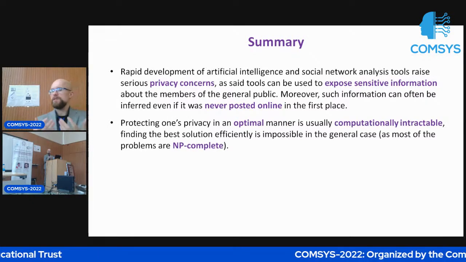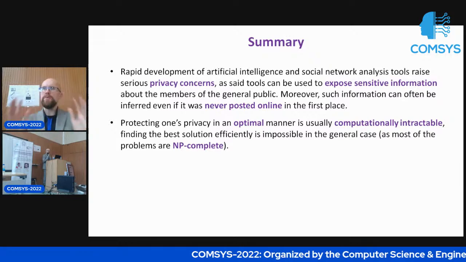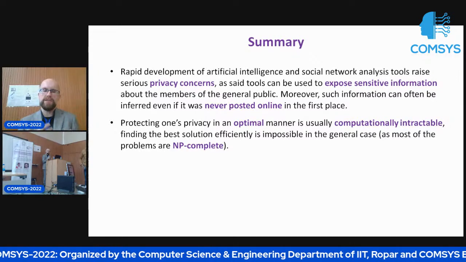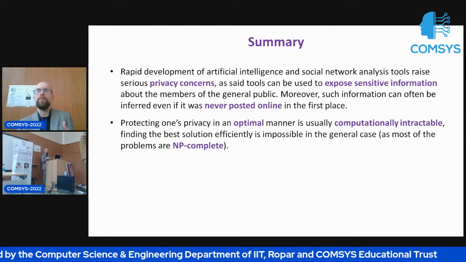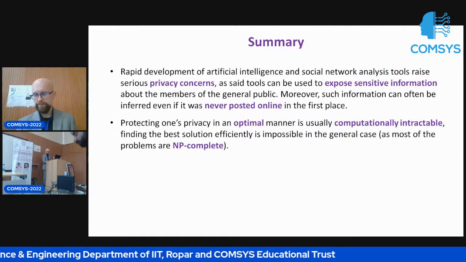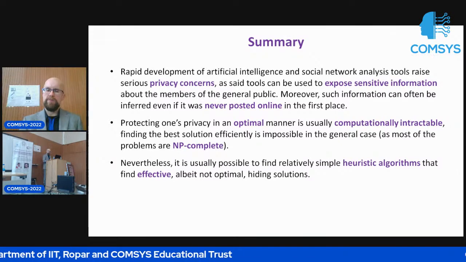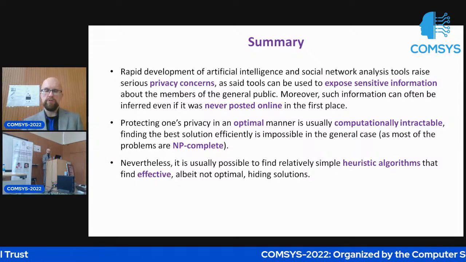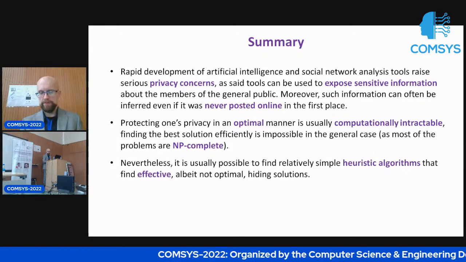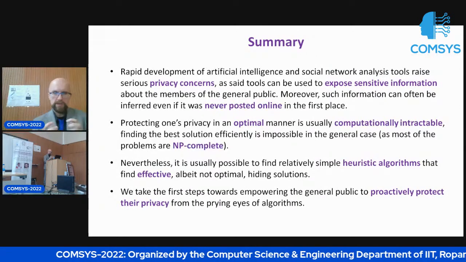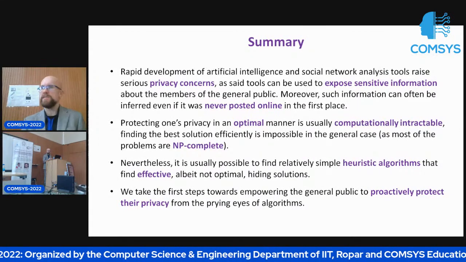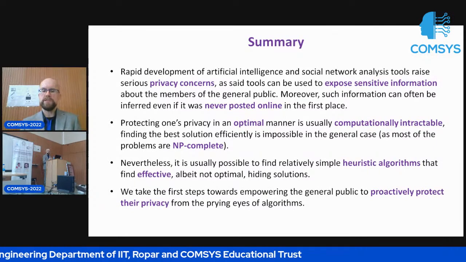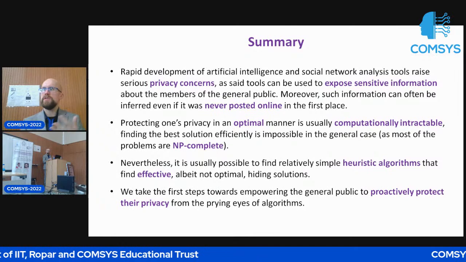In most settings, finding the optimal way of hiding from these algorithms is an NP-complete problem, so reasonably, it cannot be done. The optimal way of hiding cannot be found easily. However, in basically each of these cases, we are able to find some kind of heuristic algorithms which help us to hide, which are not optimal, but are reasonably effective in the general case. So we hope that this line of research will take the first steps toward empowering the members of a social network to proactively protect their privacy instead of putting all of their hopes in the centralized authority.